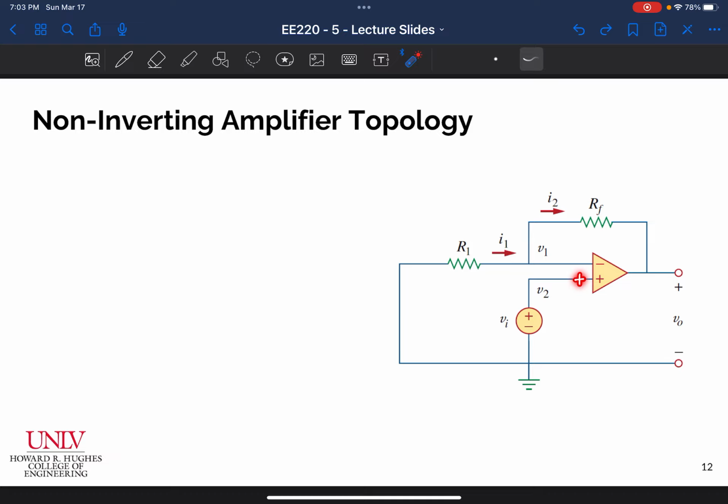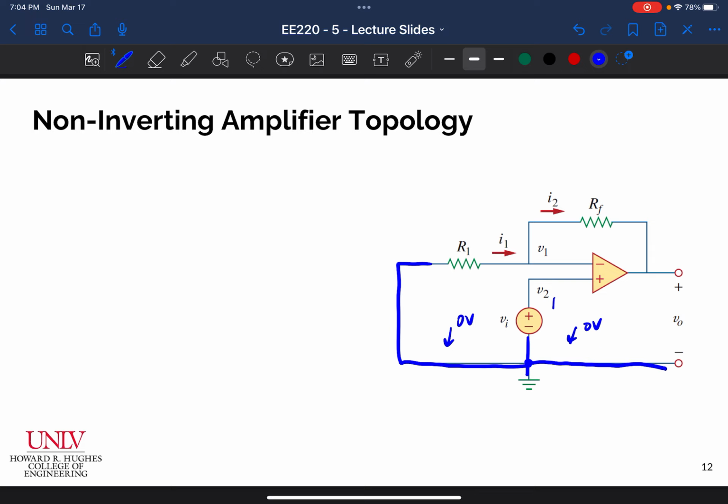I know I've been calling these the plus and minus terminals thus far. Better names for them really is that this is called the non-inverting terminal, and this is called the inverting terminal. Okay, so if you rather call them by those names, then feel free to do so. But let's go ahead and do a similar analysis to what we did previously. Obviously, we have a voltage source here. Let's go ahead and just make it clear that this entire node is grounded. So this is all 0 volts here, right?